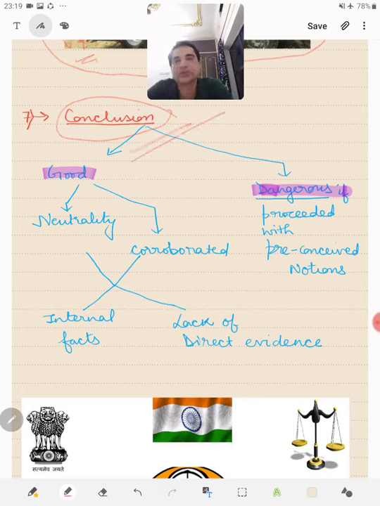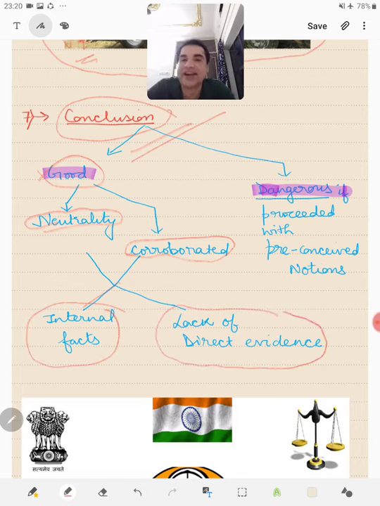So what we can conclude from the things we have seen is that circumstantial evidence is very good, provided that neutrality is maintained rather than judicial indulgence, and that it is corroborated by certain independent facts, because it is used to prove internal facts and also to deal with cases where there is lack of direct evidence. However, it is highly dangerous if it is proceeded with preconceived notions, that is, if there is lack of judicial neutrality and lack of independent corroboration.